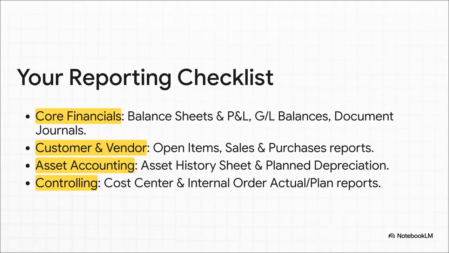That would be a bit much. But look at how they're grouped here by function. This gives you a great idea of the scope. You've got your core financials, your balance sheets, your P&Ls. Then you dive deeper into customer and vendor ledgers, all the open items. You've got to grab your asset accounting data and even your internal controlling reports for things like cost centers. It is a top-to-bottom full system checkup.